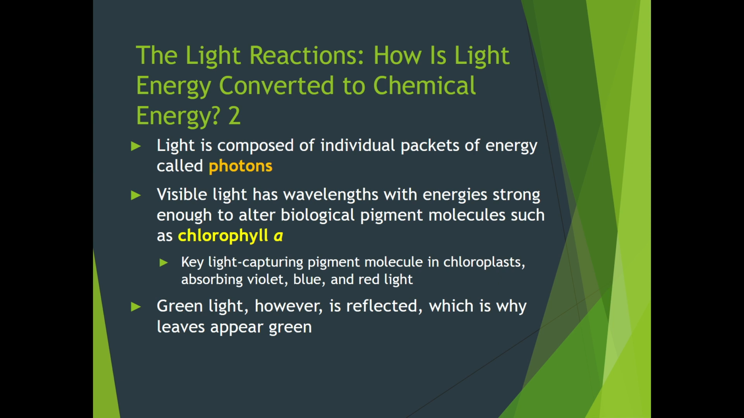So we have to think of light critically. You could get into quantum mechanics or get into things that are quite complicated, but let's just simplify everything. We can think of light as little packets of energy, and the packets are called photons. But if we were to look at an individual packet, we would see within this packet waves, because light travels as an electromagnetic wave. Visible light has wavelengths with energy strong enough to alter the biological pigment molecule, like chlorophyll A. That's the key light-capturing pigment molecule in chloroplasts. It absorbs violet, blue, and red light, and then reflects green. The green light being reflected is why leaves appear green.